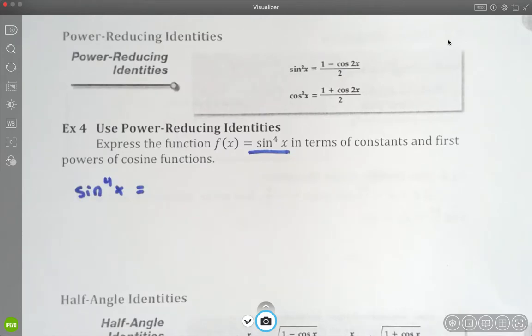Okay? Sine to the 4th is, what's your question? It doesn't matter. Whatever makes more sense to you. Yes, whatever makes more sense to you.